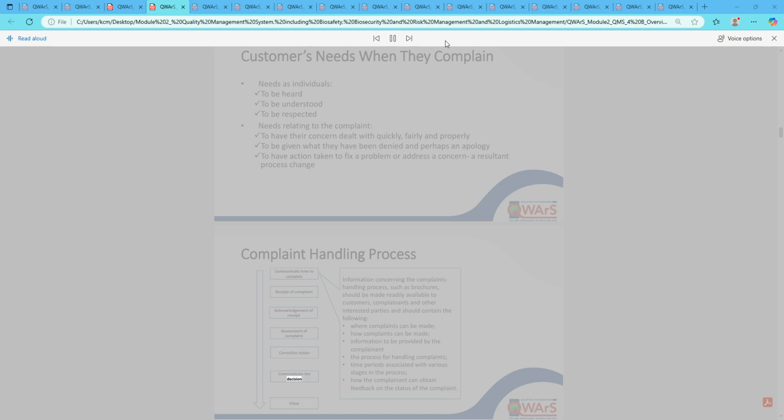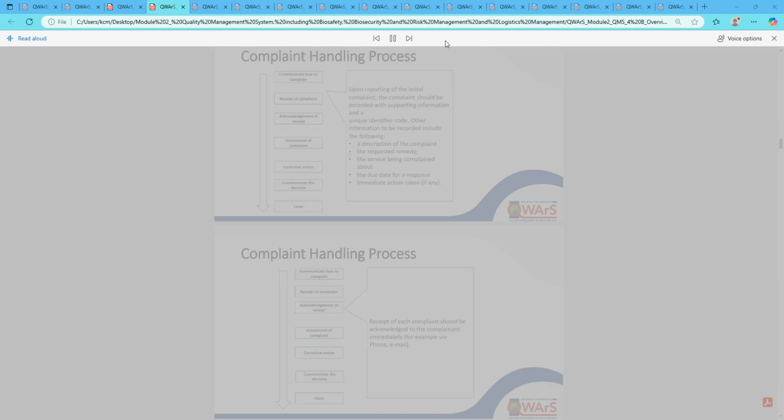Communicate the decision. Information concerning the complaints handling process, such as brochures, should be made readily available to customers, complainants, and other interested parties, and should contain the following: where complaints can be made, how complaints can be made, information to be provided by the complainant, the process for handling complaints, time periods associated with various stages in the process, how the complainant can obtain feedback on the status of the complaint.